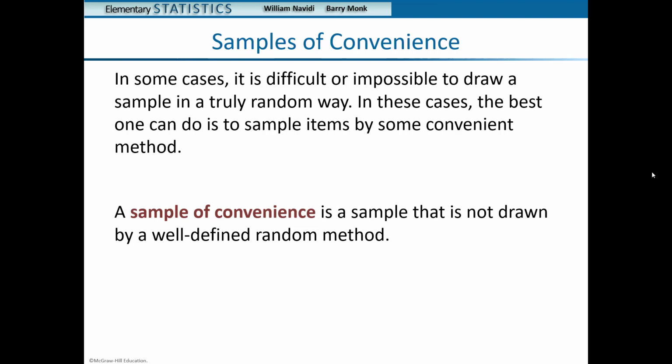In these cases, the best we can do is to sample the items by some convenient method, right? So we use some convenient method, but that method we use may not necessarily be a randomized method. So we define a sample of convenience as a sample that is not drawn by a well-defined random method. Okay.